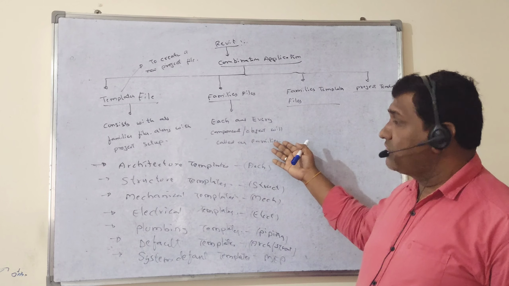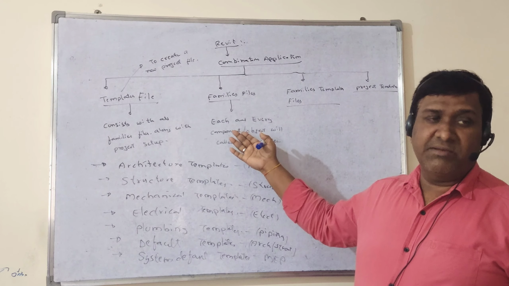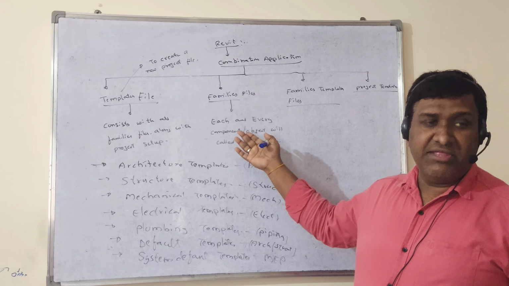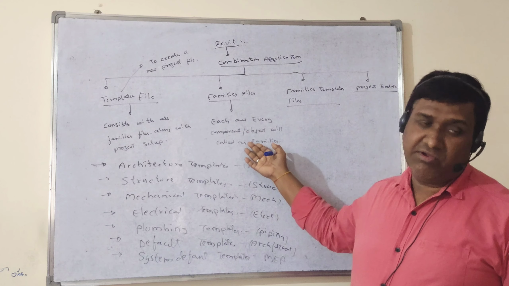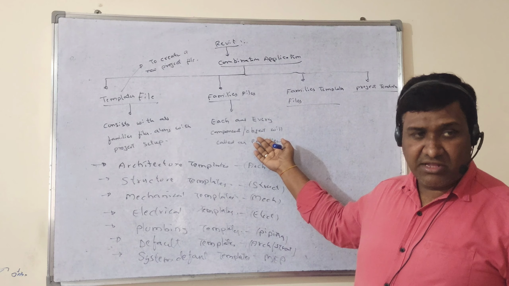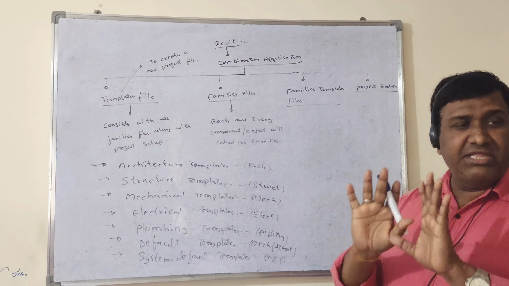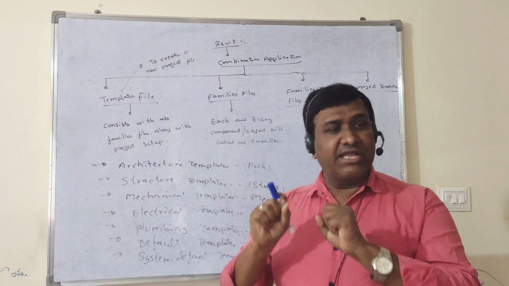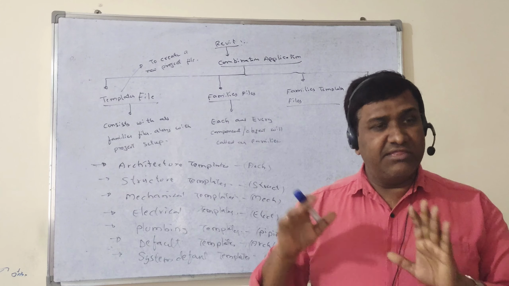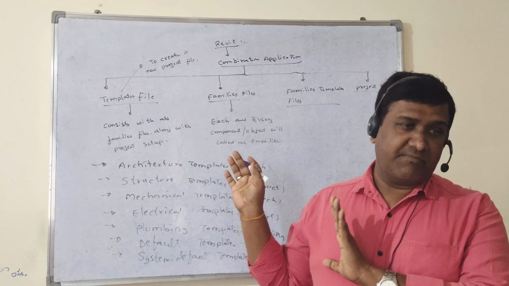And family files, Autodesk has already given some basic families in your Revit. You can go and check them. So this template file and families file have already been given by the Autodesk company. By using those, we are able to develop a new project. That authority we already have.